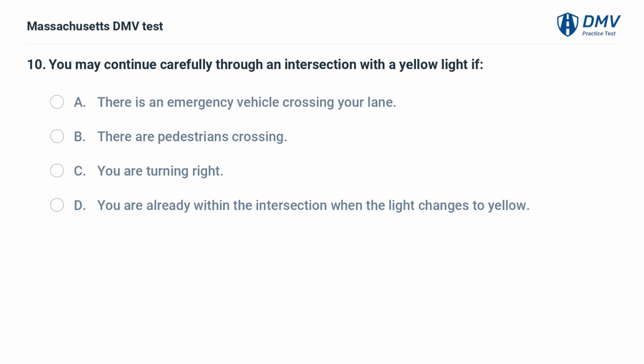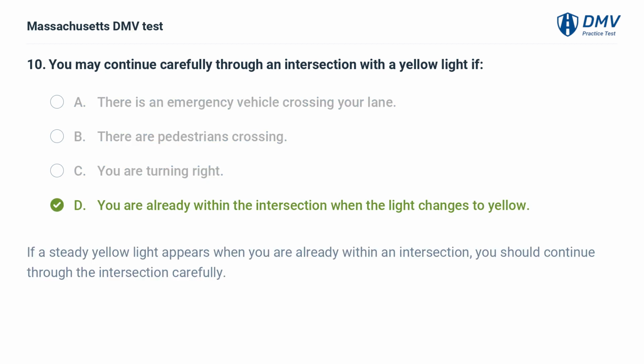You may continue carefully through an intersection with a yellow light if A. There is an emergency vehicle crossing your lane. B. There are pedestrians crossing. C. You are turning right. D. You are already within the intersection when the light changes to yellow.